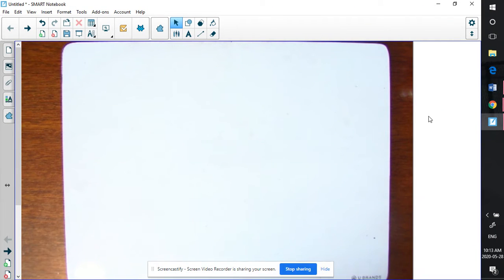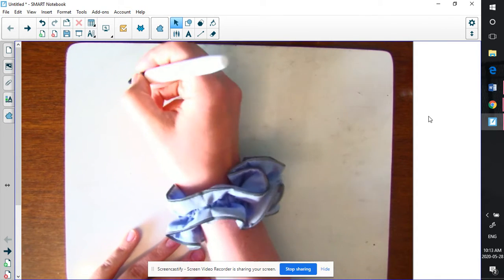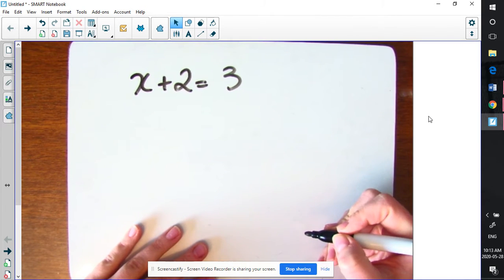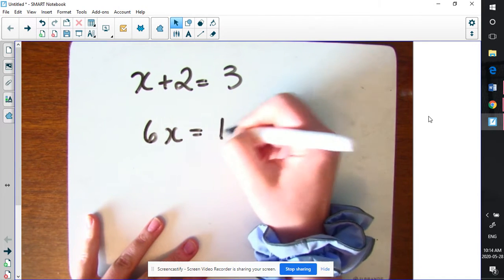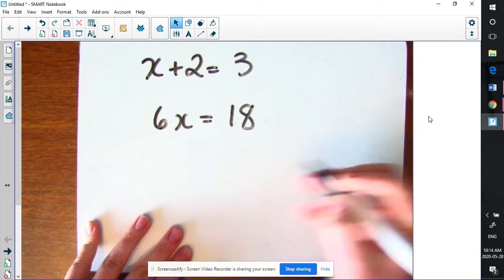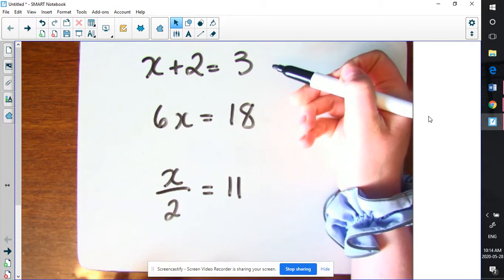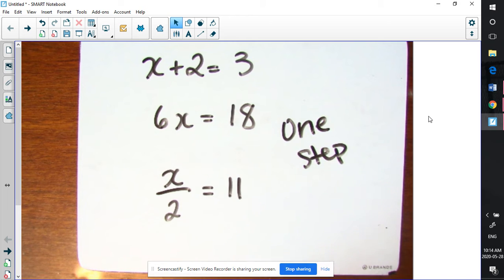Hello. So today I'm going to show you how to solve two-step equations. Everything that we've done so far has been one-step equations. So we've done stuff that looks like this. We've done stuff that looks like this. And we've done stuff that looks like this. These are all considered one-step equations. And you may have guessed it. The reason they're called one-step equations is because they only take one step to solve.